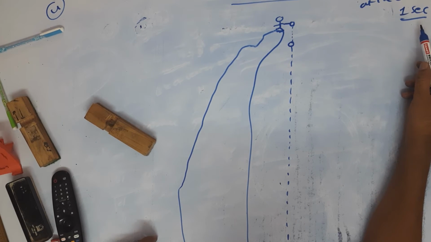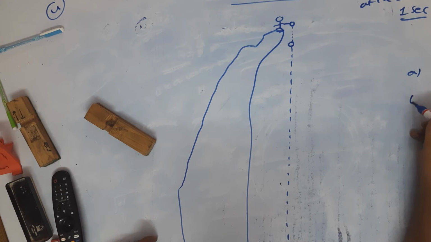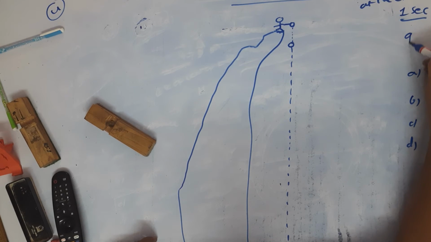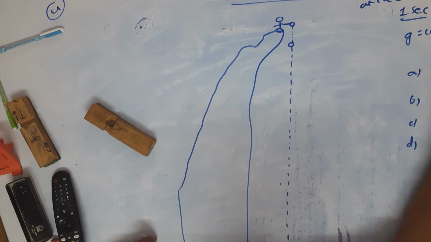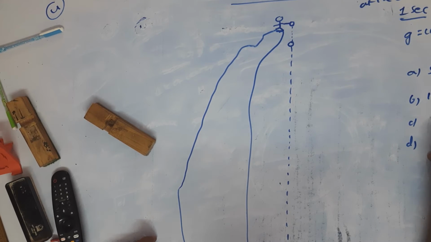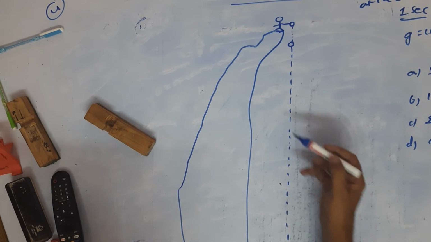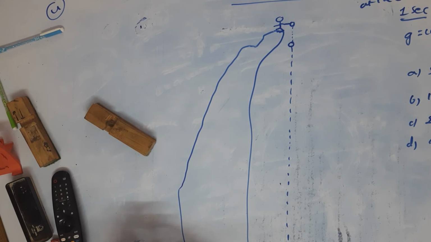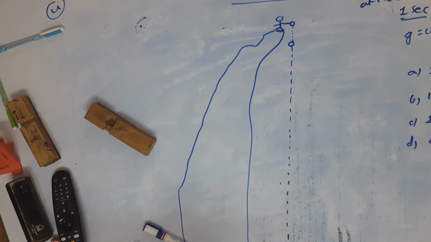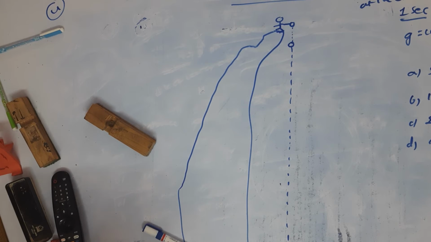What is the distance traveled at the end of 1 second? The options are like this. Take g equal to 10 meter per second square. Option A is 5 meter, B is 10 meter, C is 25 meter, or D none of these. Come on. What is the distance traveled by this marble when it is allowed to fall? Because I am going to clear some concepts for you. Come on, answer the questions.